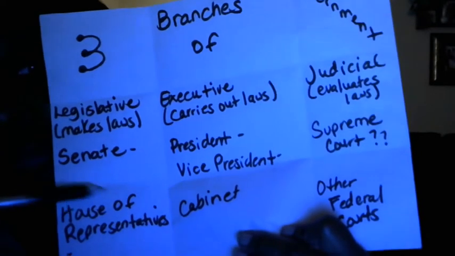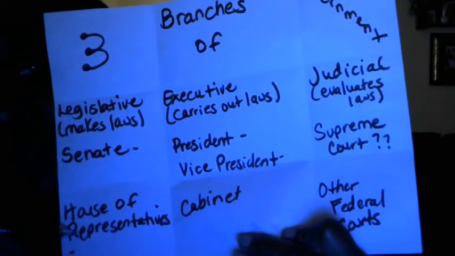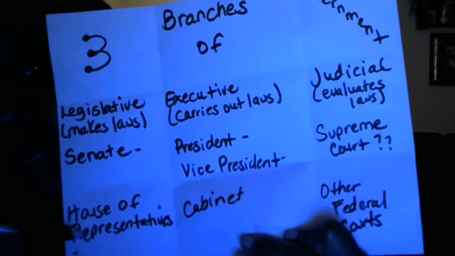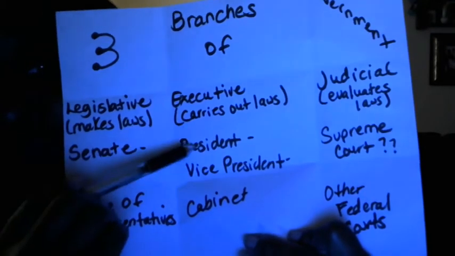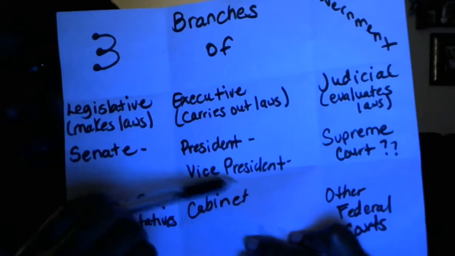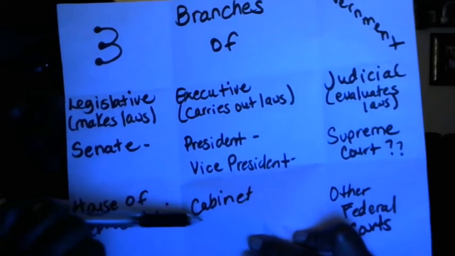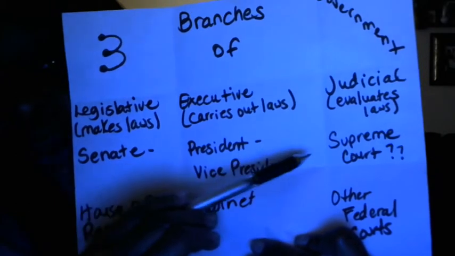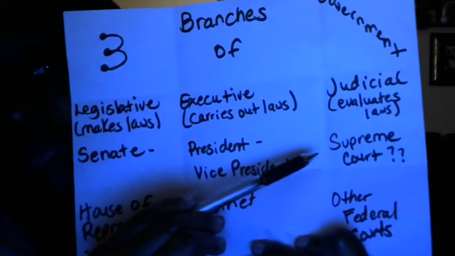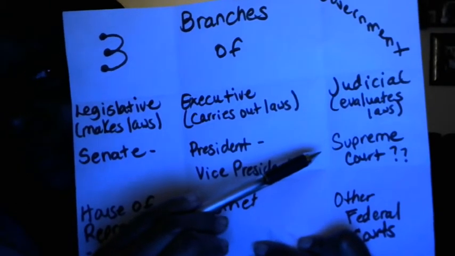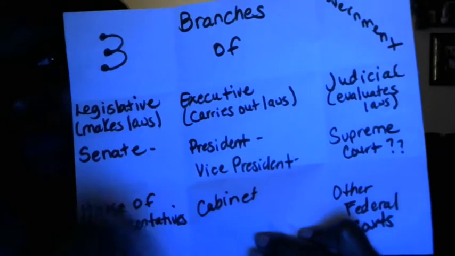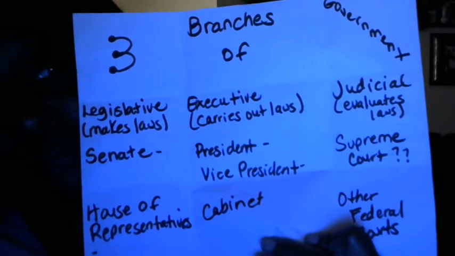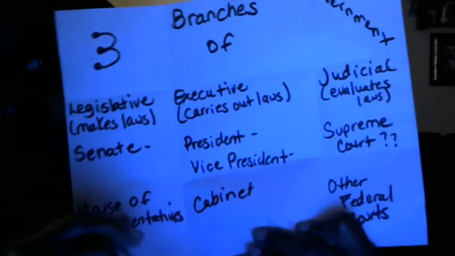Okay? So for homework, you're going to be telling me how many members of the Congress are in the Senate, how many members of Congress are in the House of Representatives, who is our president now, who is our vice president, and what is the cabinet comprised of. Okay? Next, you're going to tell me how many Supreme Court justices do we have, and you're going to list their names.